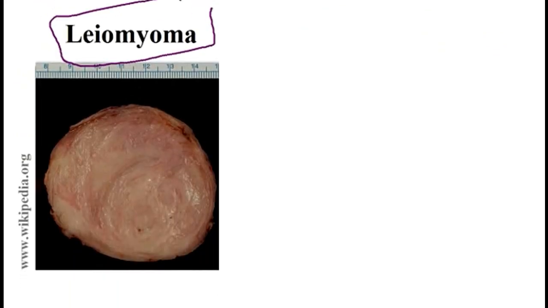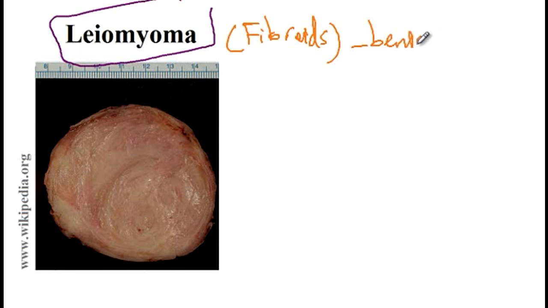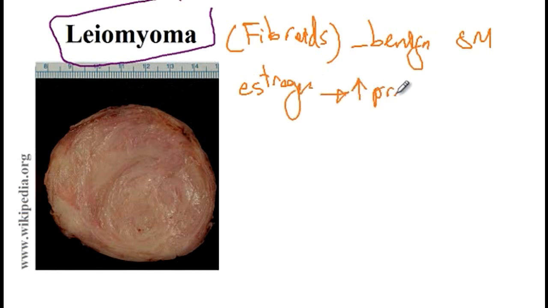The next condition is leiomyoma, which I just discussed with you, is presenting similar to adenomyosis with menorrhagia as well as dysmenorrhea. And then the other term for leiomyoma is fibroids, which are benign smooth muscle tumors that grow in response to estrogen, and thus they would increase in size during pregnancy, but then decrease in size with menopause.